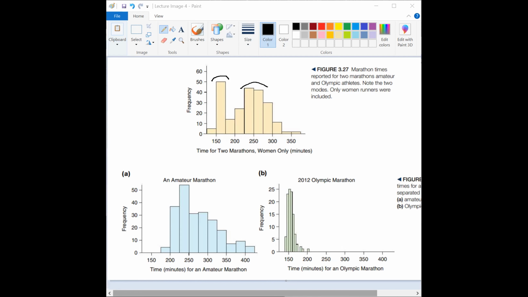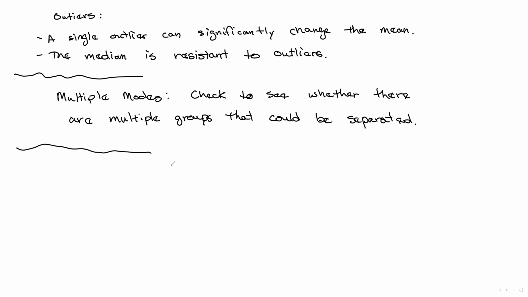All right, and then finally, the last thing that we're going to talk about is what to do when you're comparing groups. So let's say you're comparing two groups. If they both are unimodal and symmetric, then you could use the mean. If they both are skewed, then you could use the median. And then what if there's a mix? Let's just write that down first.